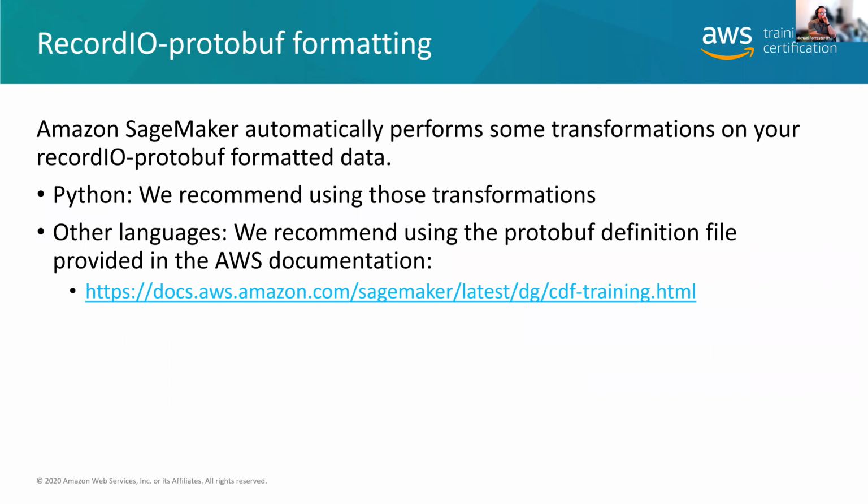If you're doing protobuf, and if you're using Python in general, it's just going to make the transformation for you, and it's going to be in the right format. You don't really have to worry about it. If you're using other languages, you're going to have to use the protobuf definition file provided in the AWS documentation to help define how the protobuf is defined when you do the encoding, when you do the transformation. So again, depending on what language you're using, Python will work by default. Other languages, you might need to actually include the definition file in order for it to do it properly.